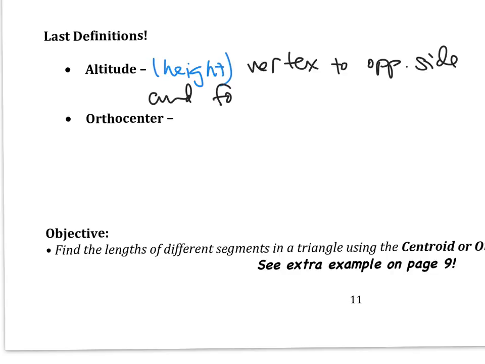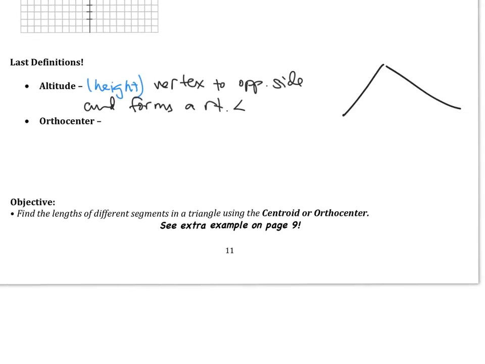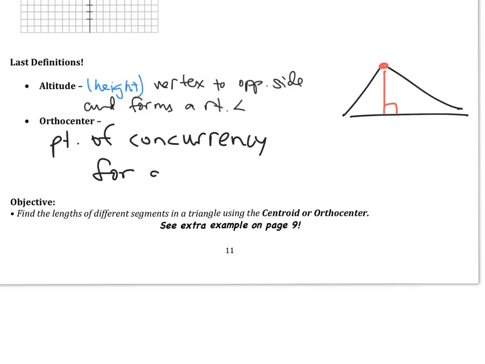and forms a right angle. Okay, so a picture to go with that. If I had any old triangle, here's my vertex, I drop it, and I get a right angle. That's what my altitude is going to look like. There are 3 of them. Since there's 3 vertices, I can draw an altitude from all 3 of the vertices. Okay, my orthocenter is the point of concurrency for all 3 altitudes.